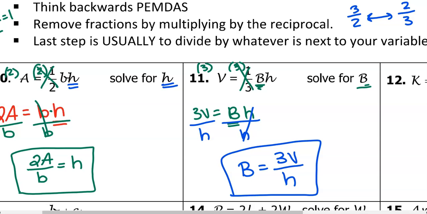Oh, it doesn't matter. You could do either way. If you have 3V over H equals B, that's the same thing.